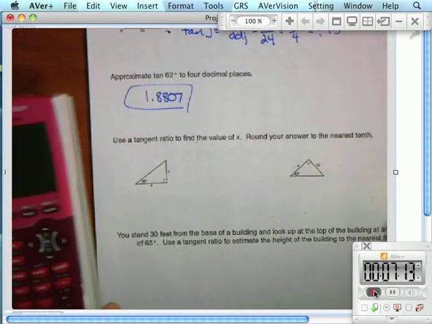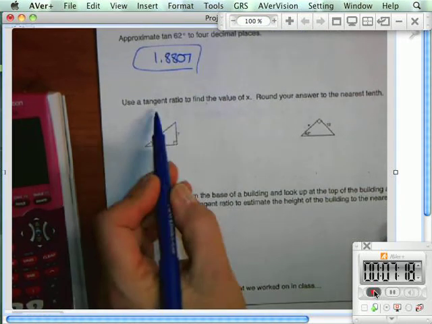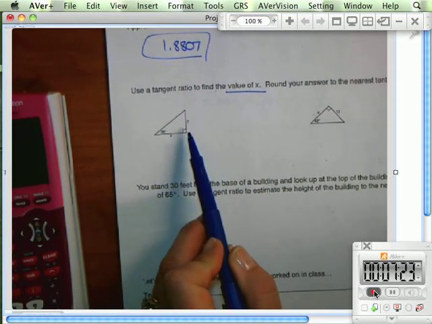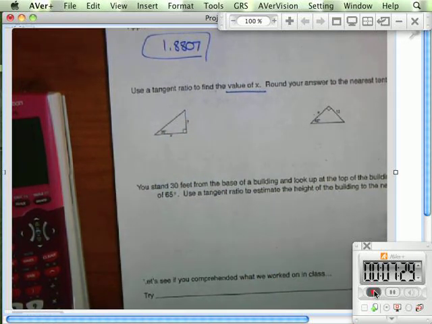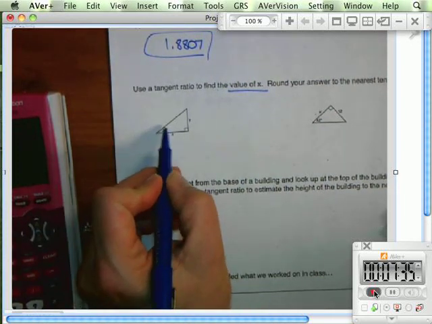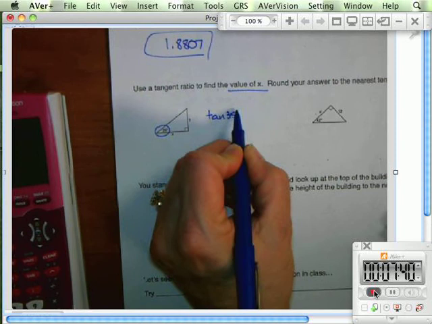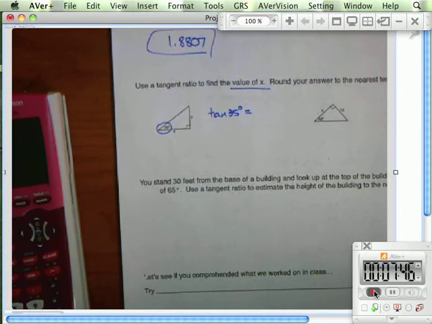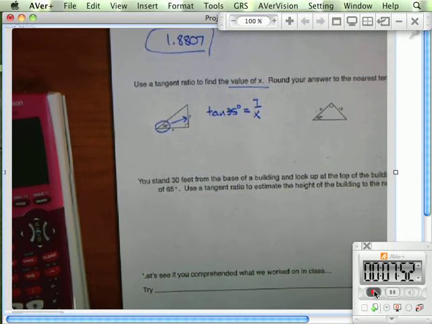Okay? Now, we're going to practice this a little bit more. Use a tangent ratio to find the value of x. This is what I was saying earlier. I have one side length, and I have one angle measure other than 90. I can find an unknown side length using tangent ratio. So take a look. What angle measure did they give me other than 90? 35. So I'm going to say, okay, the tangent of 35 degrees, which again is just a number that's programmed on the calculator, is equal to the opposite over the adjacent, 7 over x. Opposite over adjacent.